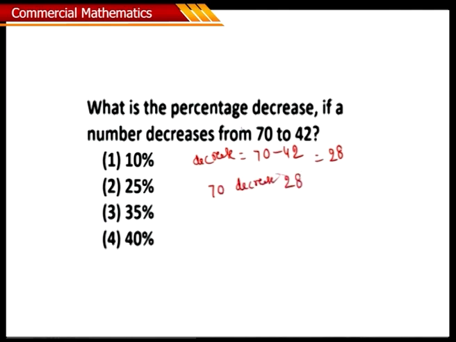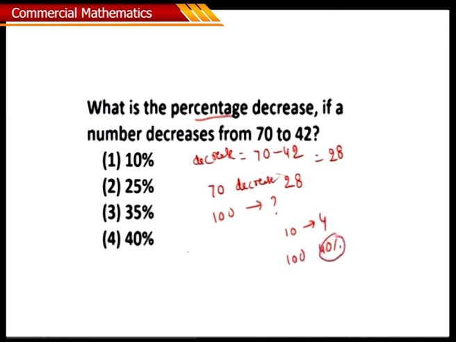Percentage of decrease you want. Percent means per 100. If it is 100, what is the decrease? Actually here no need to do so many calculations. Again you observe, for 70 it is 28. 70 means there are 7 tens. So for 10, it is 28 by 7, that is 4. So divide both by 7. For 10, the decrease is 4. 100 means you multiply this with 10. So 10 into 10, 100, is 10 into 4, 40. So the required number is 40%.